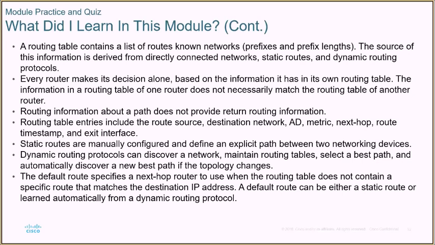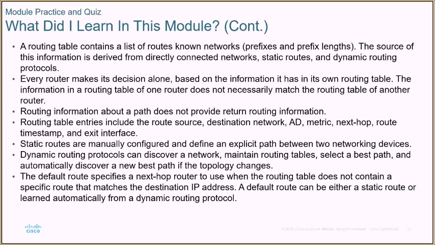Routing table entries include the route source, destination network, admin distance, metric, next hop, route timestamp, and exit interface. Static routes are manually configured and define an explicit path between the two networking devices. Dynamic routing protocols can discover a network, maintain routing tables, select the best path, and automatically discover a new best path if the topology changes.